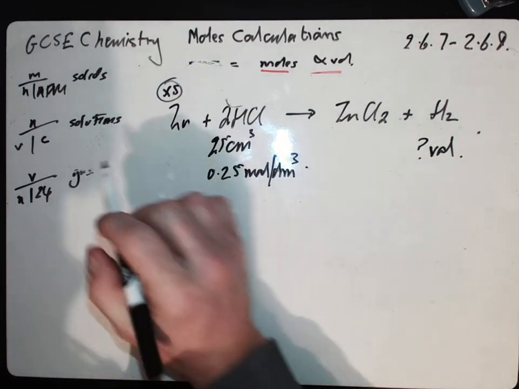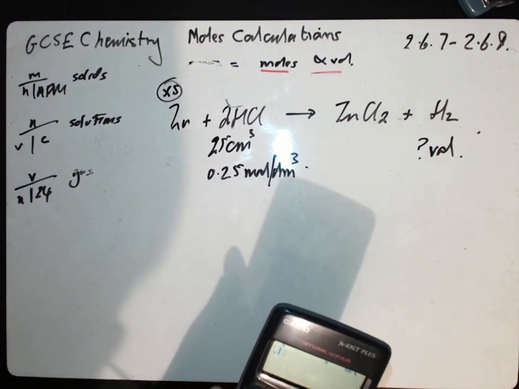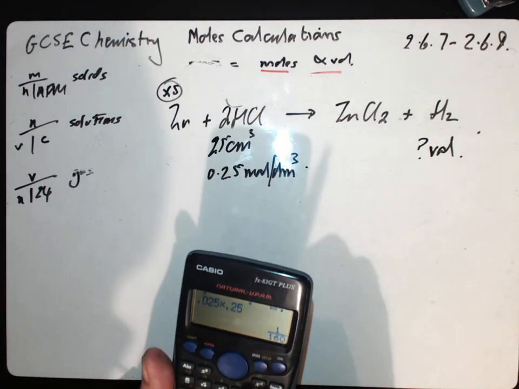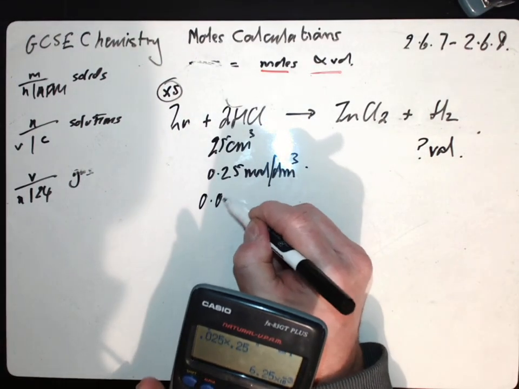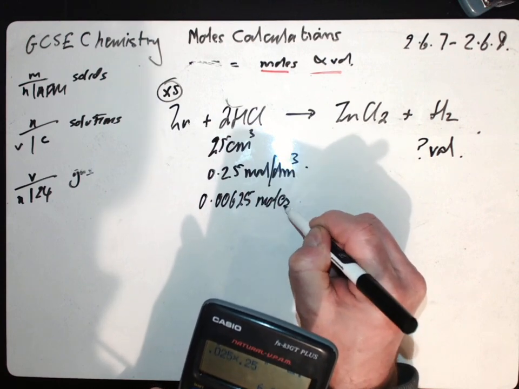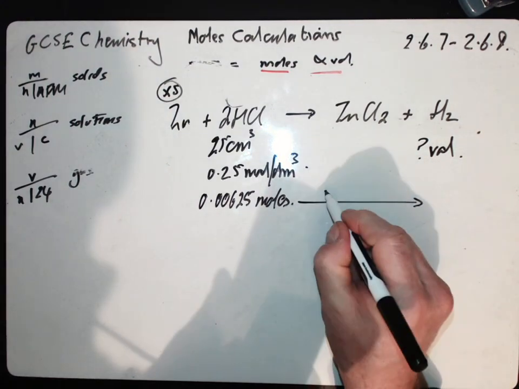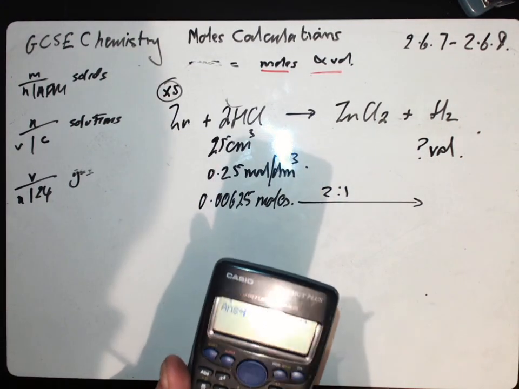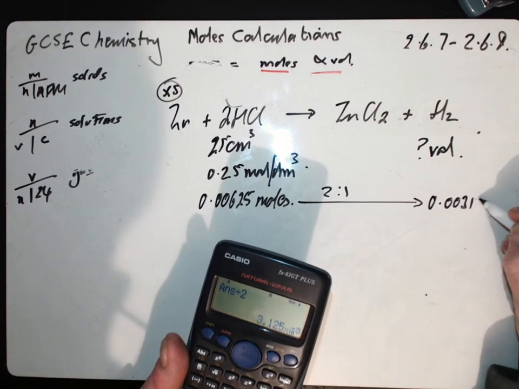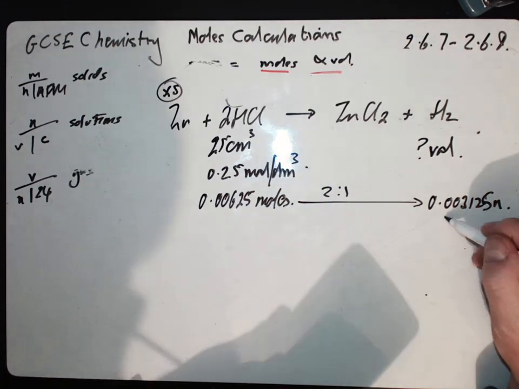So again, this time I'm using the second formula where I'm doing moles equals concentration times volume, so 0.025 is the volume, 25 over 1,000 in other words. So that gives me 0.00625 moles of that. The ratio this time I need to be careful is 2 back to 1. So that is 0.03125 moles of hydrogen getting produced.